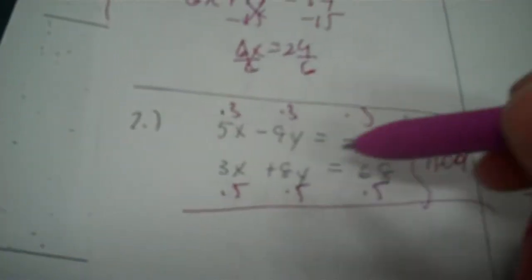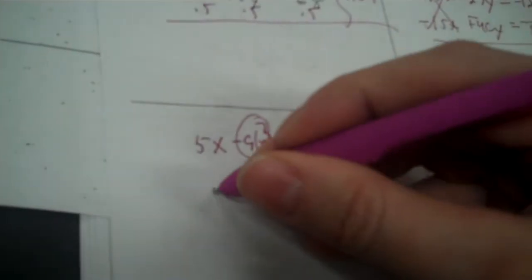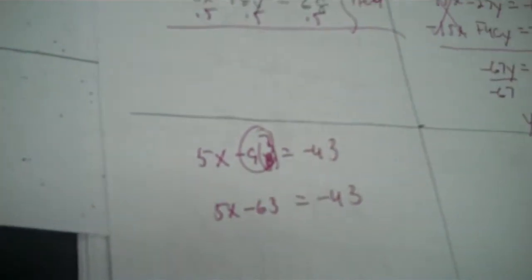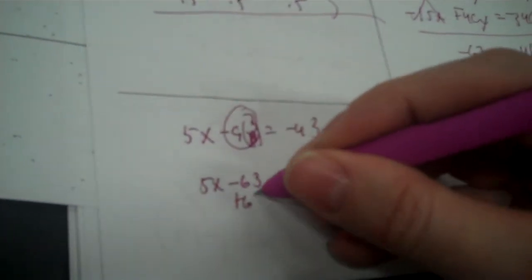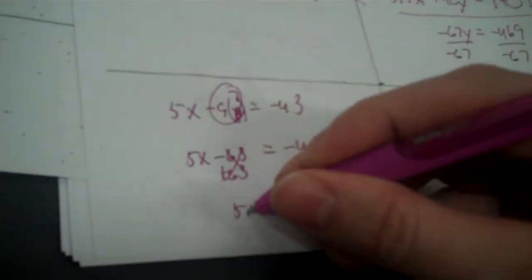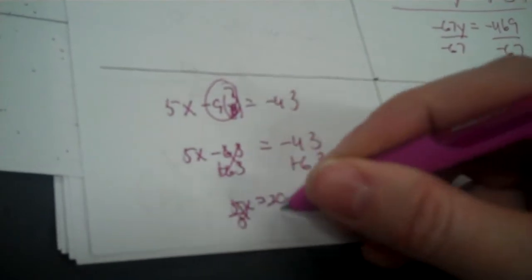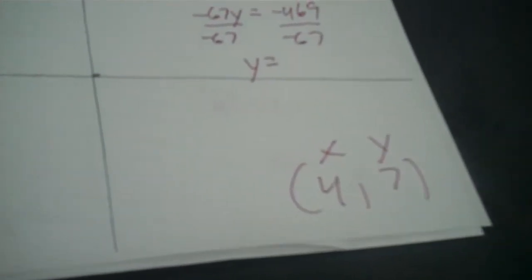Now for the x, they'll all work. 5x minus 9y equals -43. So the y is 7. So I'll be taking 9 times 7 is 63, or -9 times 7 is -63. At any rate, it's going to be 5x minus 63, or plus negative, but you add 63. -43 plus 63 is 20. Then I divide by 5 and we get 4. So the solution is 4, 7.